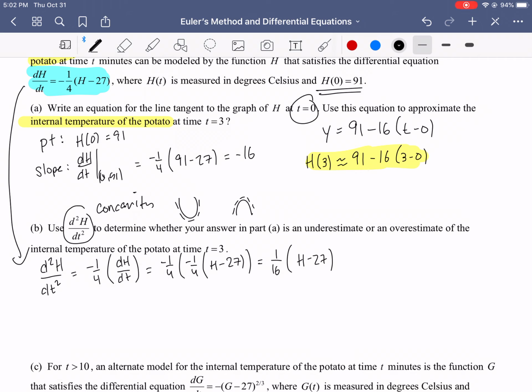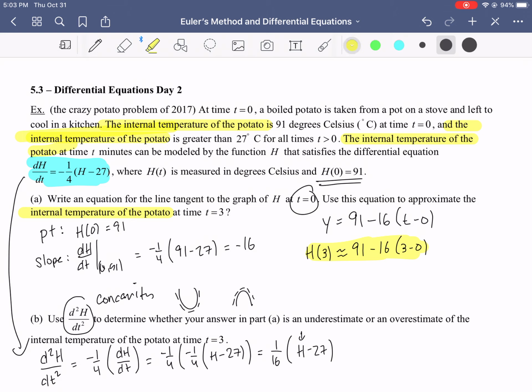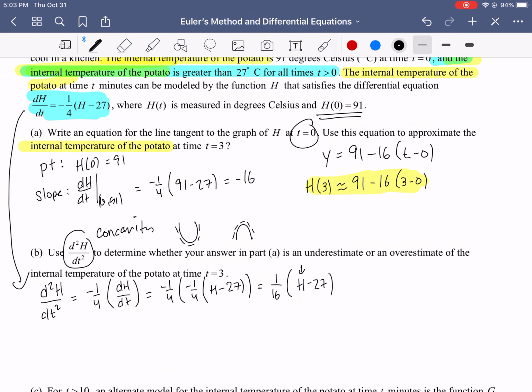Okay, so if I'm trying to find concavity, I need to know, is this second derivative positive or negative? And that really depends in this case on h, since that's the only variable. So if you go back up to the header of the question, there's this little phrase here, and I'm going to highlight it in blue, that says the internal temperature of the potato is greater than 27 degrees Celsius for all times t greater than 0. So what that means is that this h right here is always bigger than 27, which means h minus 27 is always bigger than 0. So I can say that this second derivative is always positive.